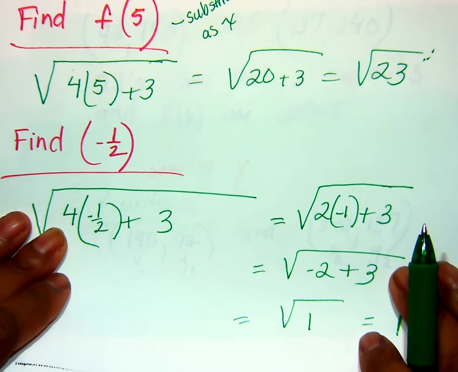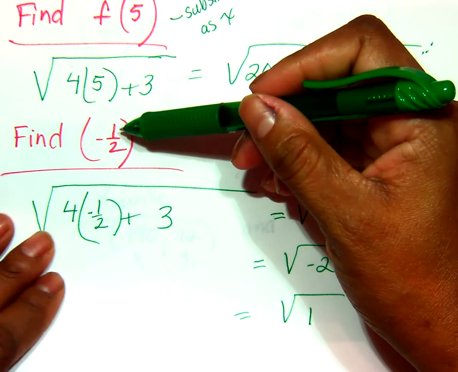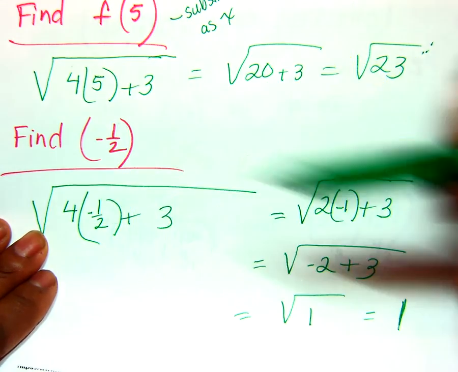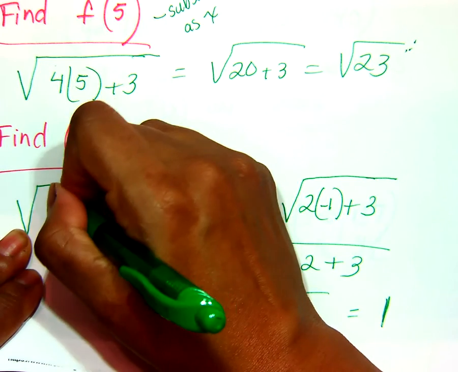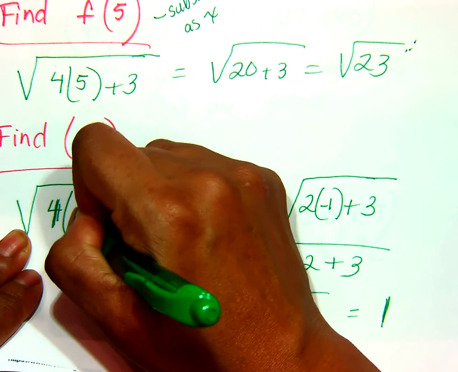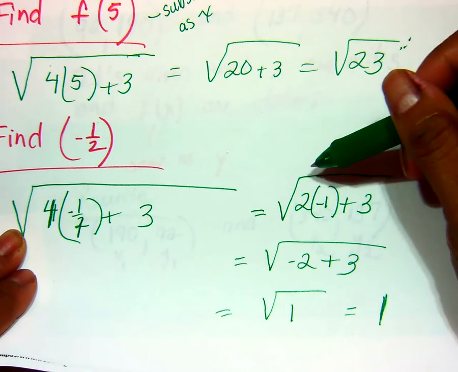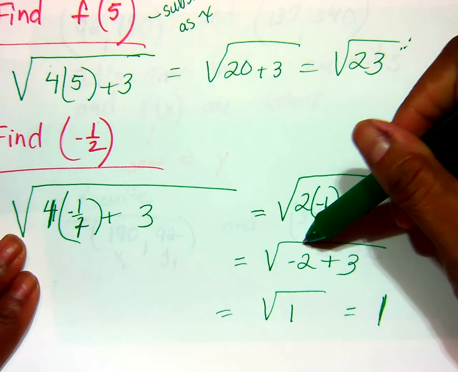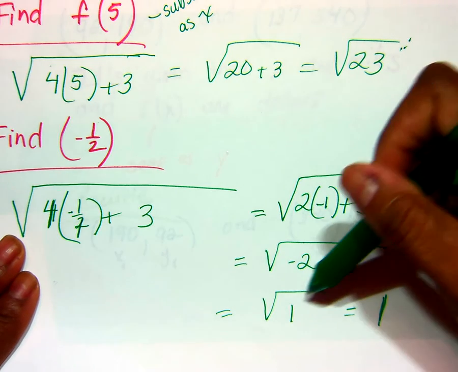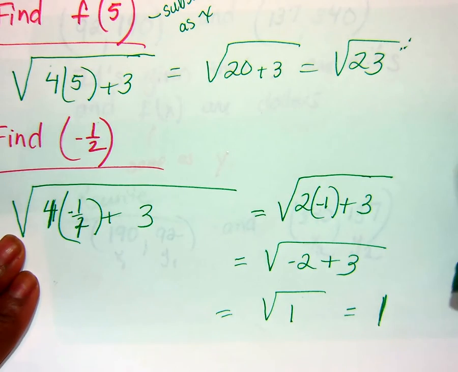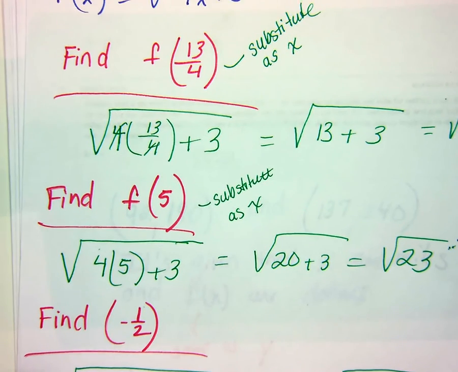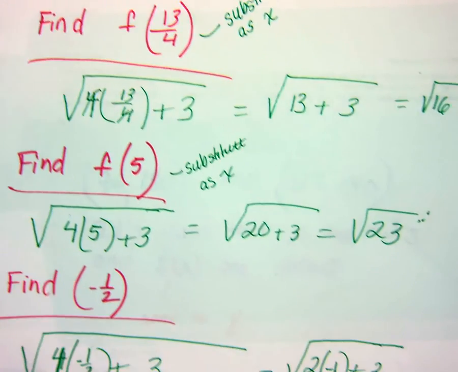Your last part is asking you to substitute x as negative 1 over 2. So notice how I substituted in right here. The 4 is divisible by 2. Therefore, you're going to have 2 times negative 1 plus 3, where 2 times negative 1 gives you negative 2. Negative 2 plus 3 gives you 1. Square root of 1 is 1. So this particular problem in the summary is all dealing with substitution.